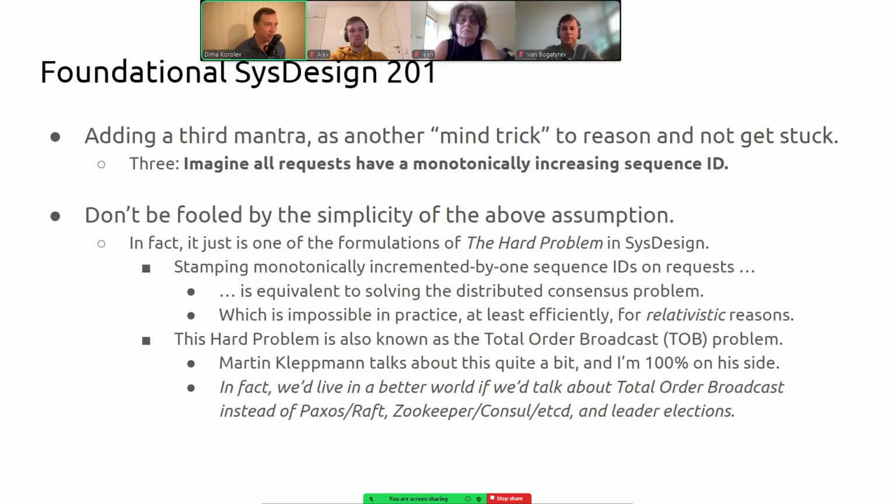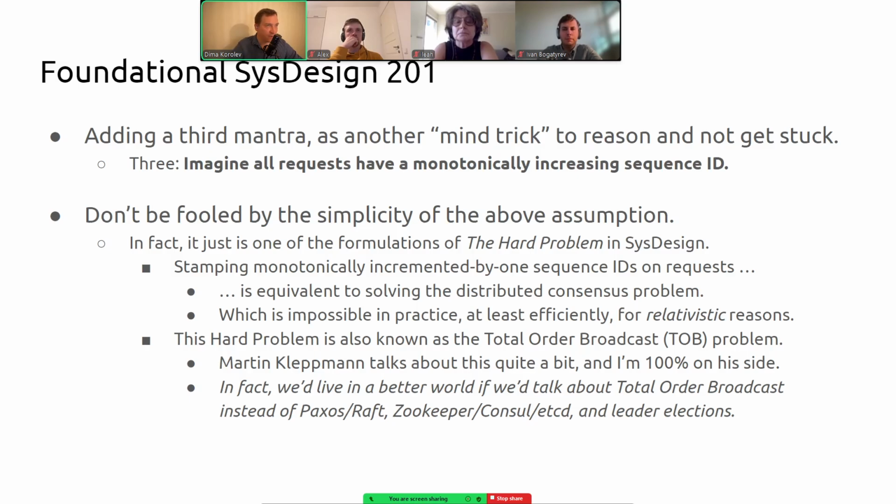Maybe you can use not a single sequence ID space, but multiple spaces. We get to vector clocks, right? We get to logical clocks. That's easier. We can use partitions, stuff like that. So yeah, this sequence ID stamping is also known as total order broadcast. Martin Kleppmann covers this topic a lot in the book, not in the talks, although in the talks too. That's why I recommend the book a lot.